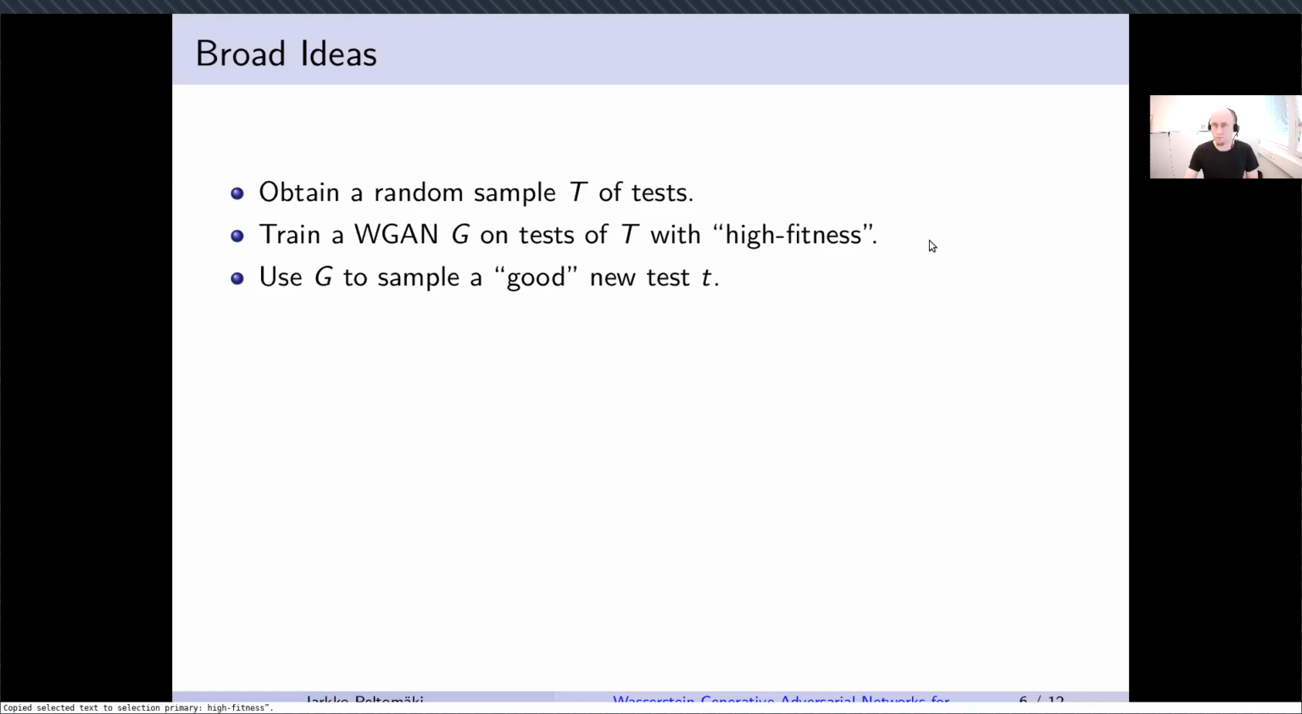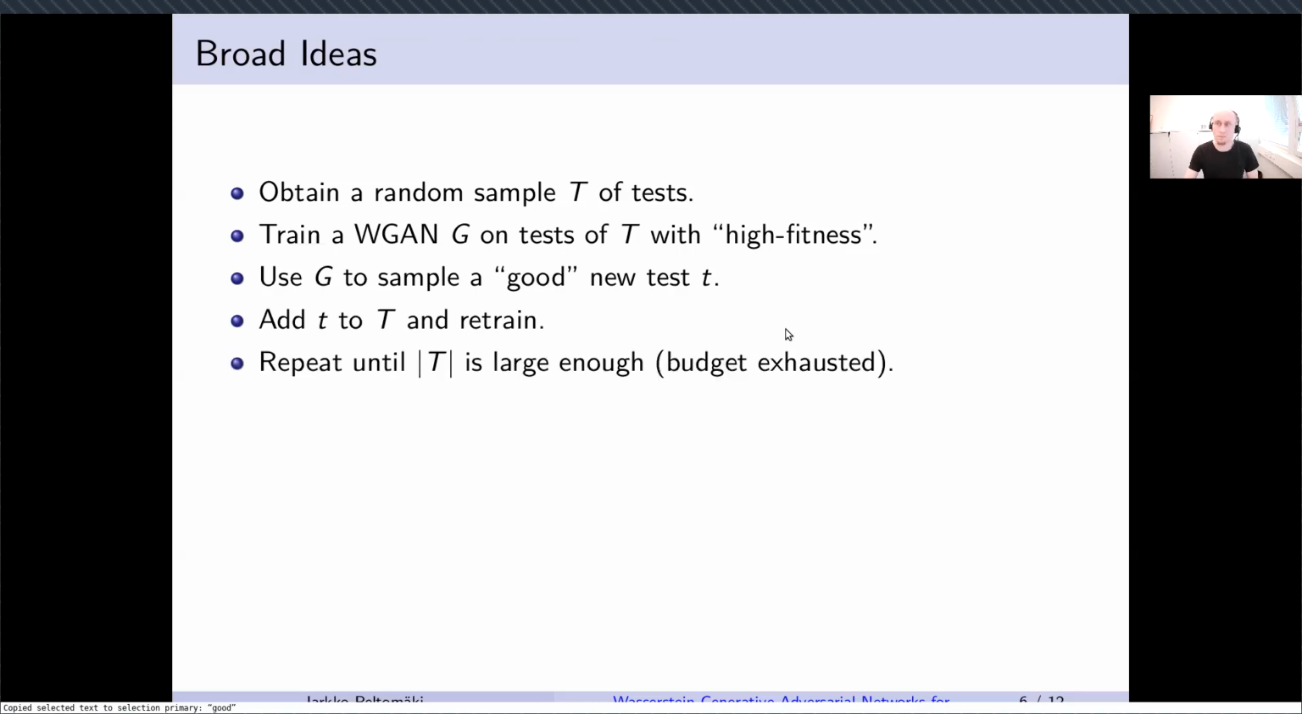And then our aim is really to make this test suite larger. So we would like to add to the test suite. So how do we find new tests? Well, we have a generator now that we trained, so we can use it. So we sample the generator and select the good tests, whatever that means. And then we just add these to our test suite and proceed as long as we're not satisfied or as long as we have budget. So this is the big idea. Use the generator to propose new tests.